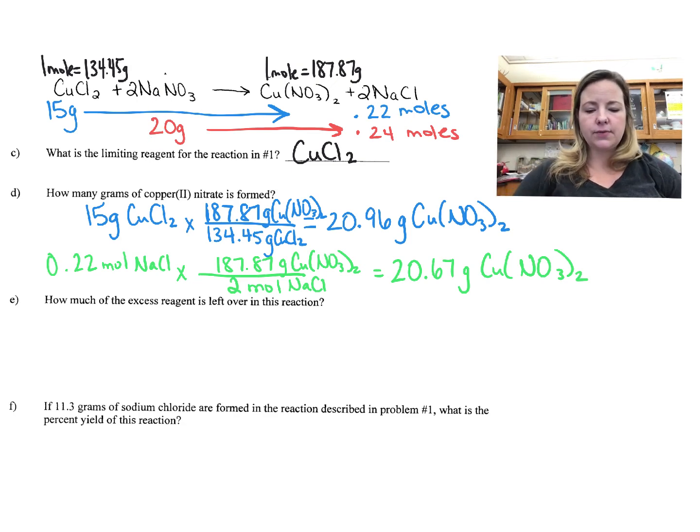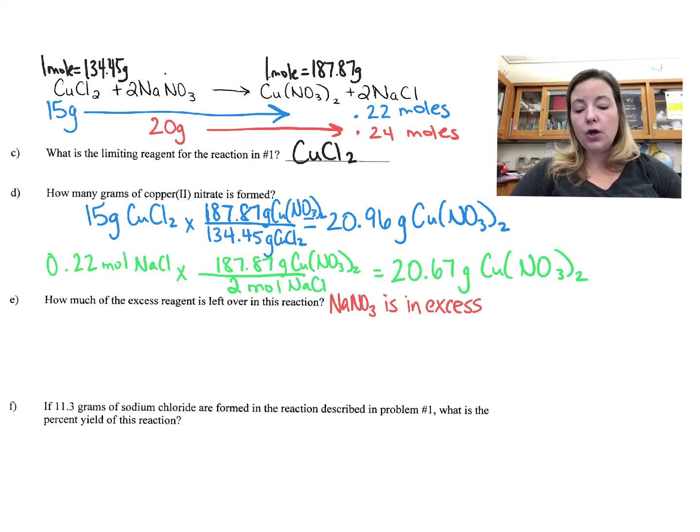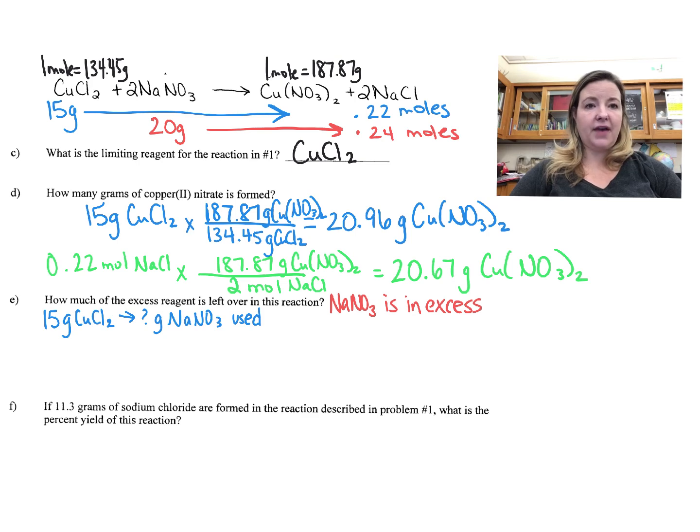So what we want to do is figure out how much of the NaNO3 is going to be used. We can use any of our knowns to figure that out. We know we're going to use up all 15 grams of copper chloride. So I can convert from grams of copper chloride to grams of NaNO3 and figure out how many grams of NaNO3 are going to be used. I could also take my 0.22 moles of NaCl and convert that to grams of NaNO3, and that's going to tell me how much I'm going to have to use of my 20 grams.